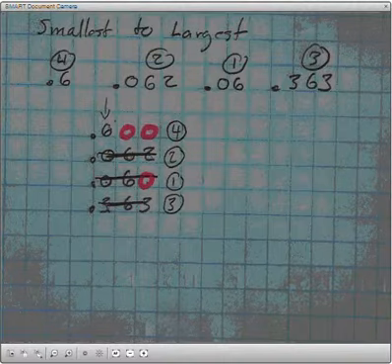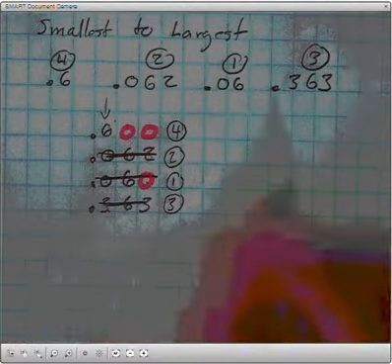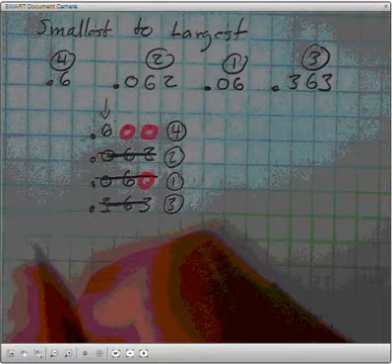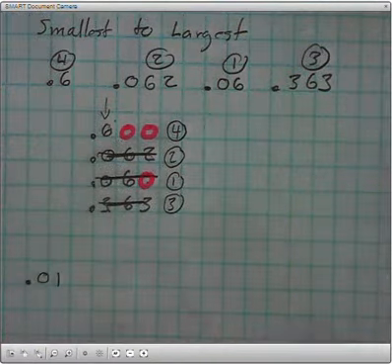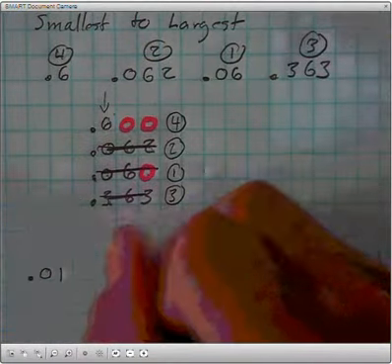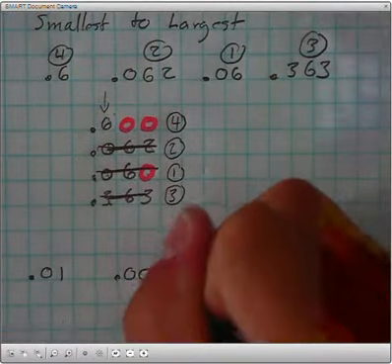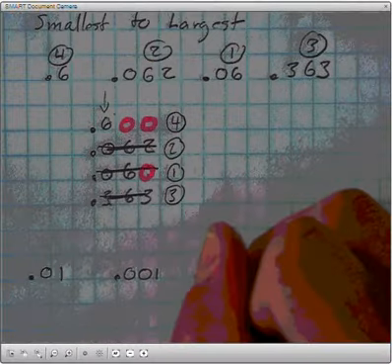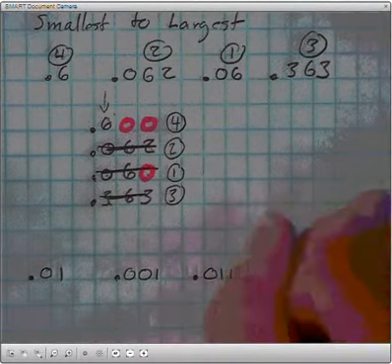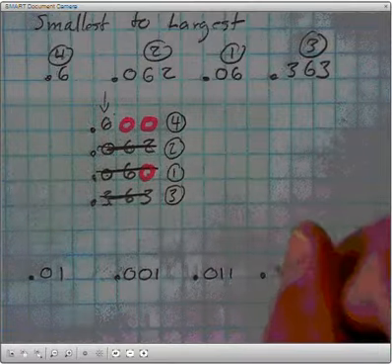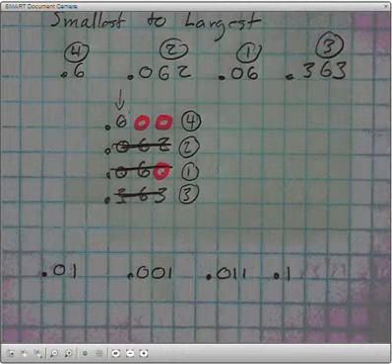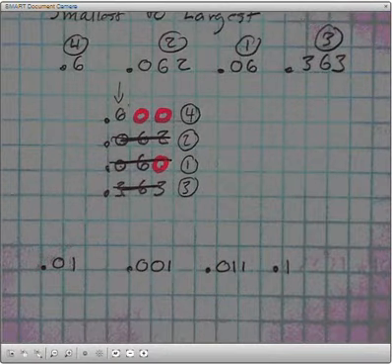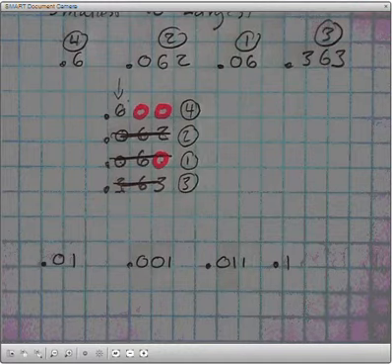Let's look at one more example, ordering them from smallest to largest. Let's take these numbers here. So do what we just did above and order those from the smallest to the largest.